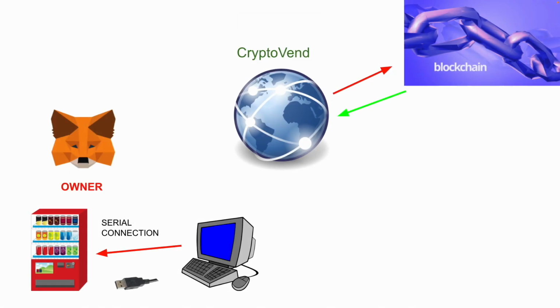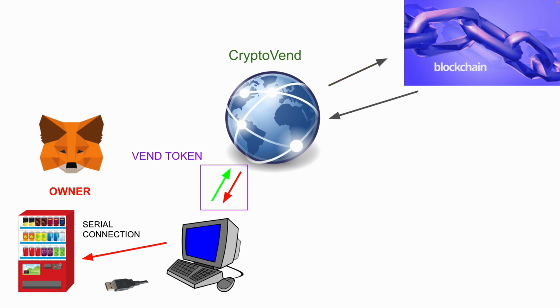Okay, so that was a quick demonstration of my newest invention, CryptoVend, which is hardware connectivity to the blockchain. That's by way of a serial connection to the hardware piece, and it's paired with the smart contract on the back end, which emits a signal whenever a payment confirmation has gone through.